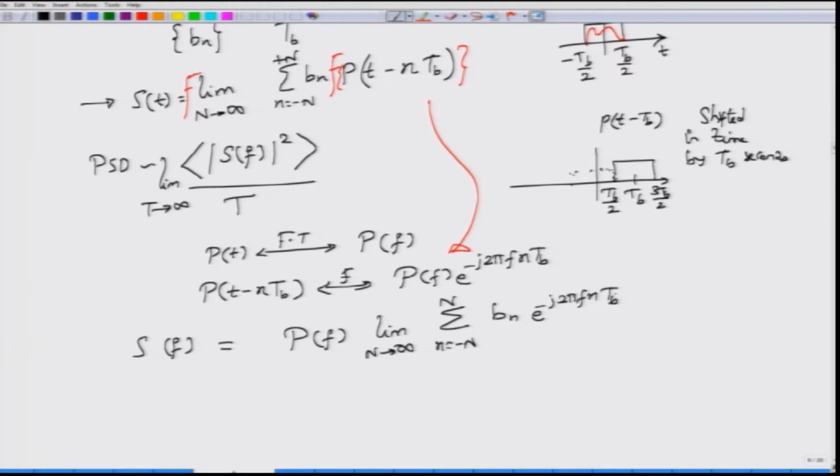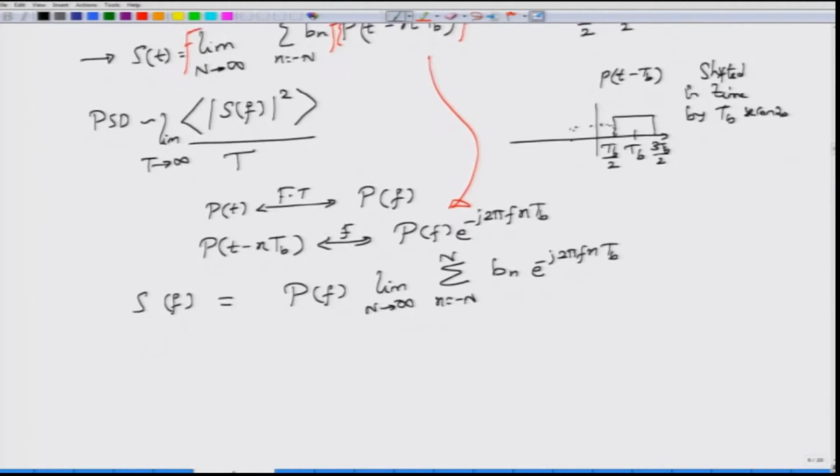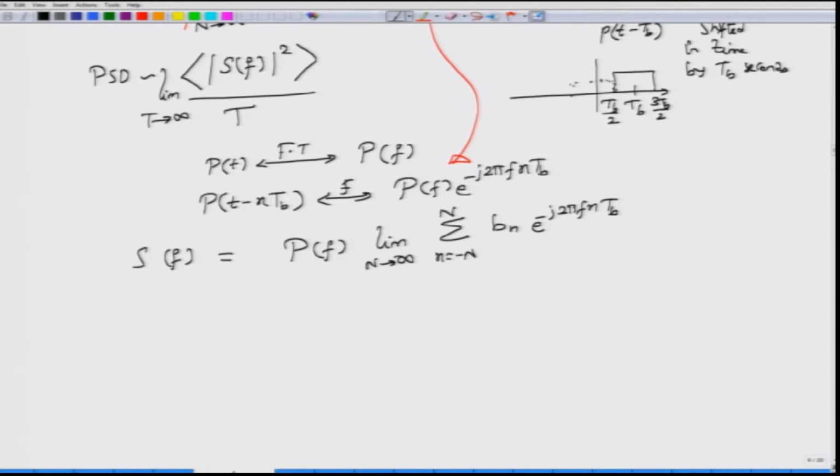This is the Fourier transform, but we do not want the Fourier transform. What we want is the magnitude of the Fourier transform squared. The magnitude of the Fourier transform squared is actually S of f times S complex conjugate of f. Okay. So, what is S complex conjugate of f? You take this equation and conjugate the complex numbers.